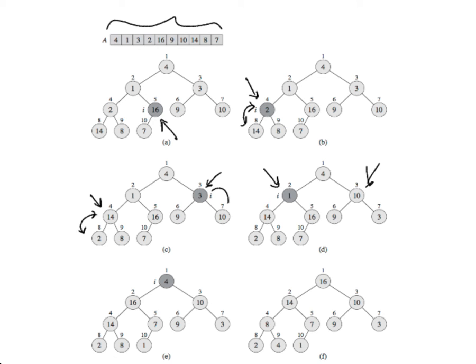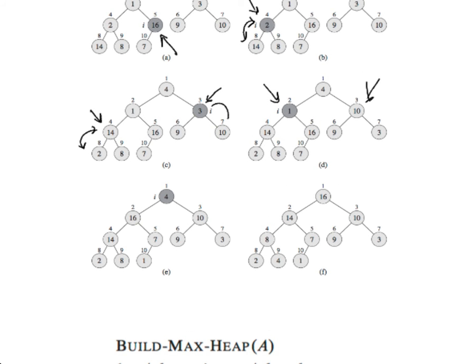Now it gets a little more interesting because we have a level of something greater than 1. 1 is going to have to come all the way down to here and then to here. So we're going to do a swap there and a swap there. And it turns out we already have a function that does that, and that's max heapify.